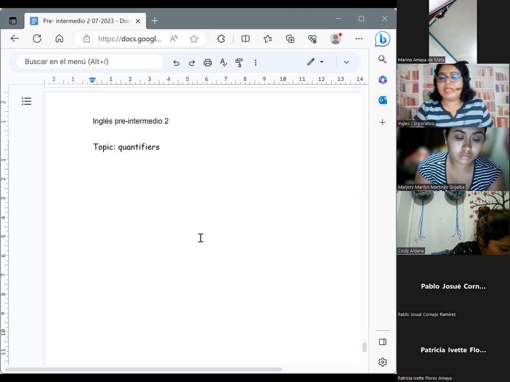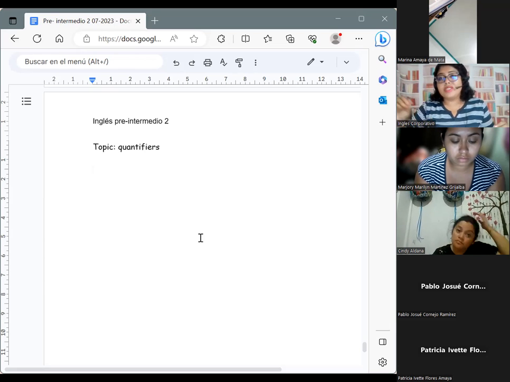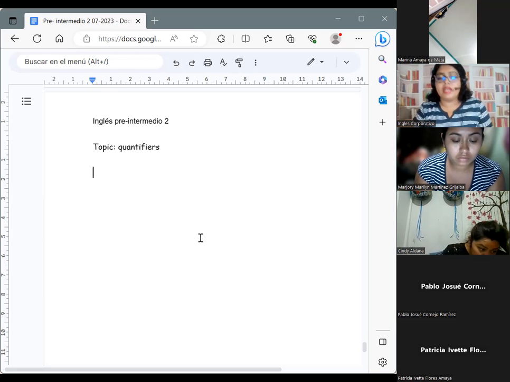Okay, we're going to begin with this topic that are the quantifiers. We are going to see the basic information about them. And then you are going to say, oh, I know those words and I am using them to express something in English. But we are going to see what all of these are. Because this is a group of words that we are going to use when we are talking about quantities. Remember that we were talking about countable and uncountable nouns. This topic is also part of this kind of topics that are part of the countable and uncountable nouns.